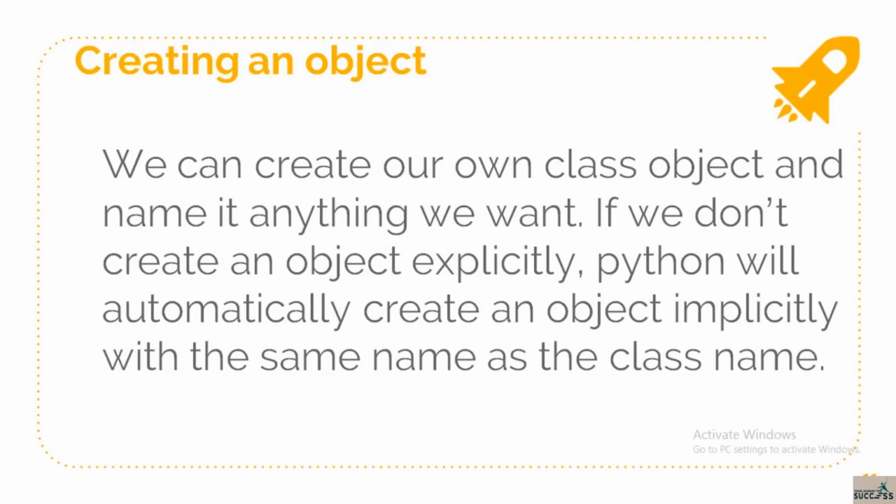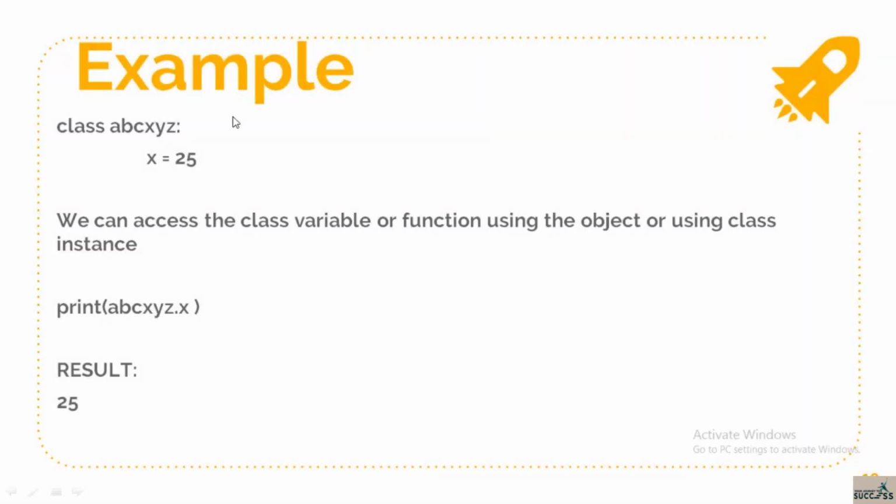Now I will tell you how we can create an object explicitly. We can create our own class object and name it anything we want. If we don't create an object explicitly, Python will automatically create an object implicitly with the same name as the class name, as I have explained in the previous slide.